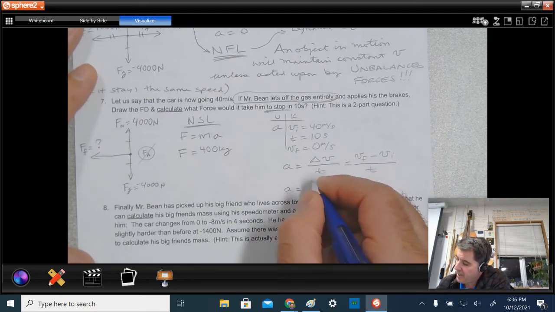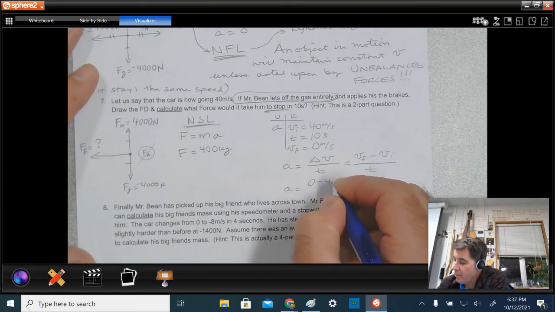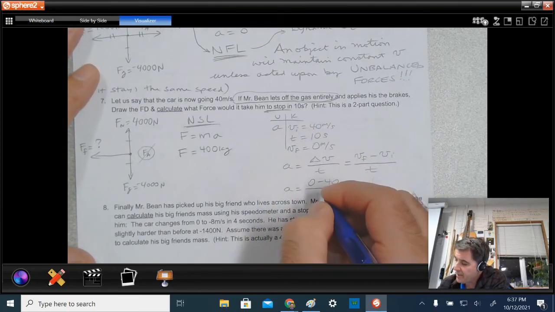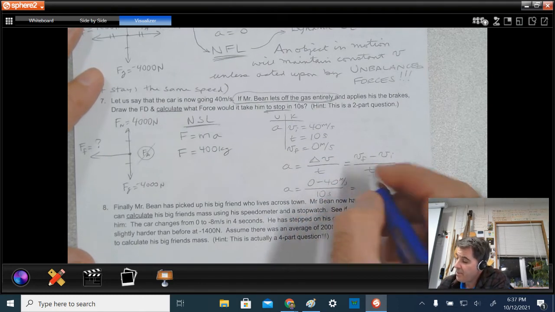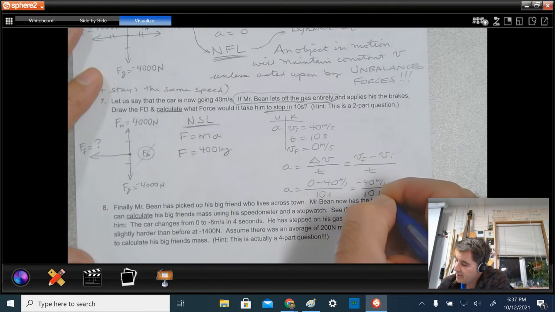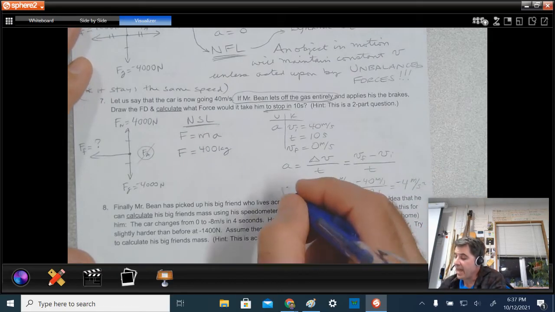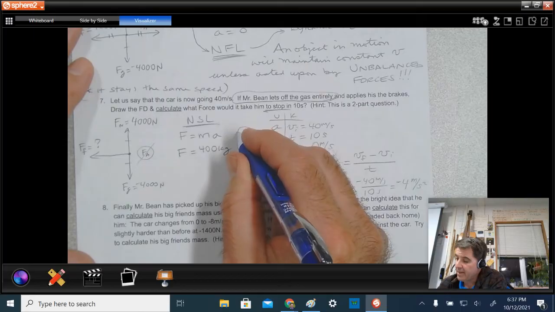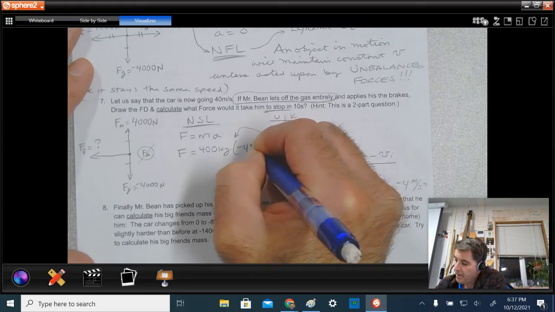So Vf is 0. Be careful with that because so many people will put 40 minus 0 is 40. This isn't 40 minus 0. It's 0 minus 40 over a time of 10 seconds. And so this is a negative 40 meters per second over 10 seconds. And this gives us a negative 4 meters per second squared. And so now we know this is the A, and now I can drop that A in there: negative 4 meters per second squared.